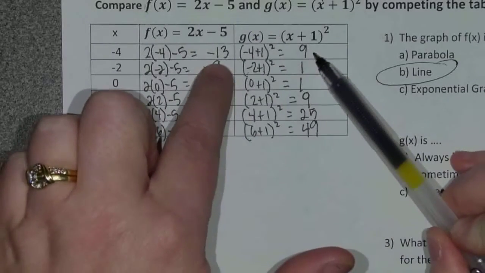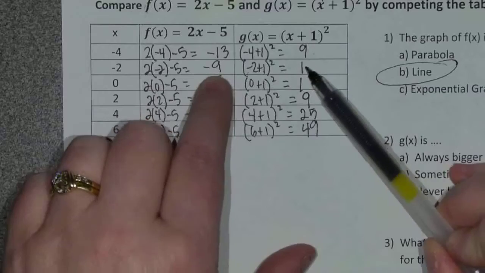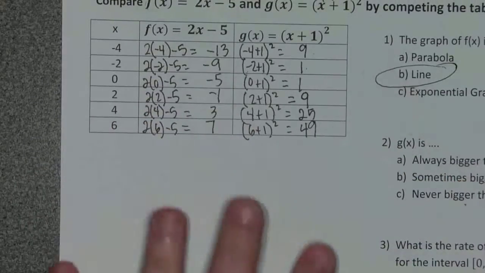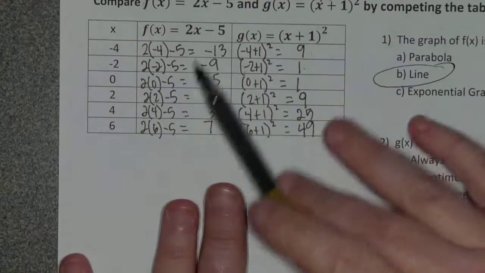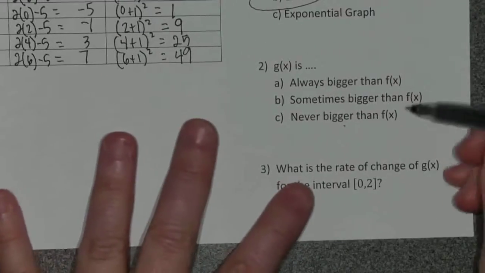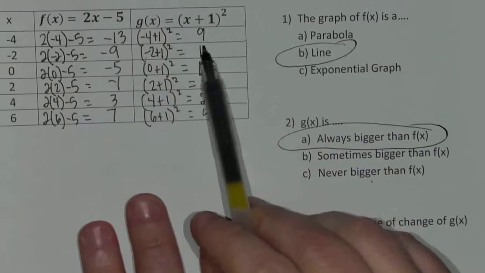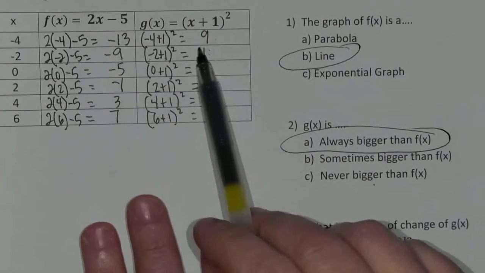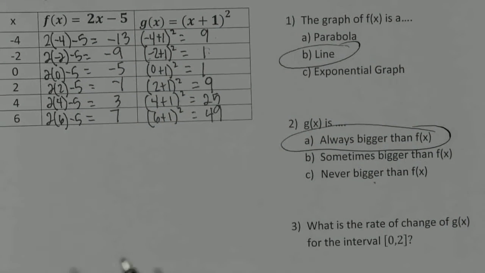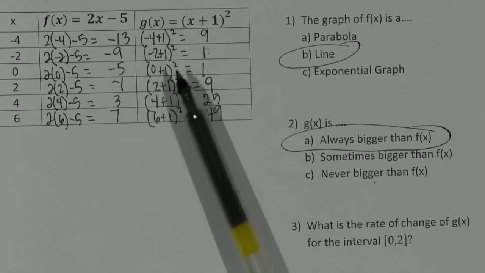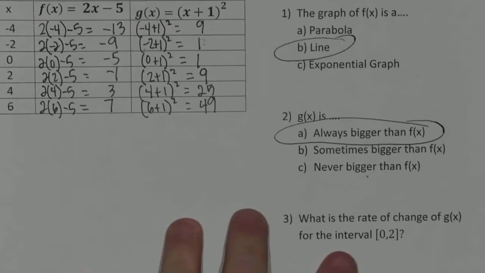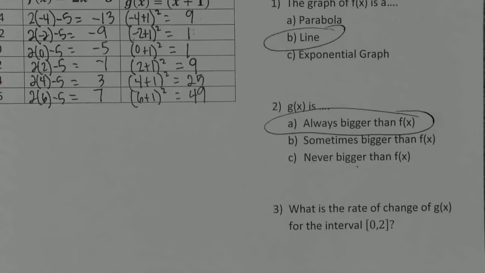Is 9 bigger than negative 13? Yeah. What about here? It's always bigger. G of x is always bigger than f of x. And why is that? Because they're either positives or they're negatives. Yeah, it's because you squared it, right? And when you square the number, you're always going to get that positive out. So these ones were always bigger than f of x for comparing those two functions.